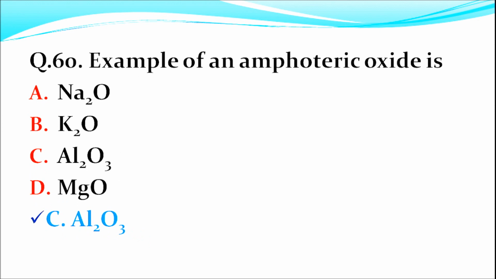The example of an amphoteric oxide is option A Na2O, option B K2O, option C Al2O3, option D MgO. Correct answer: the example of an amphoteric oxide is Al2O3, aluminum oxide. Option C is correct.